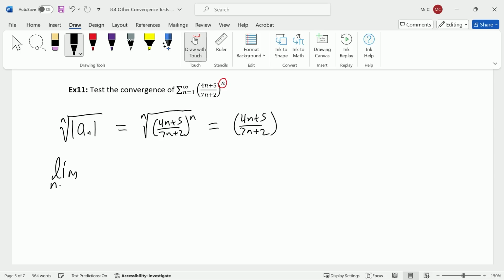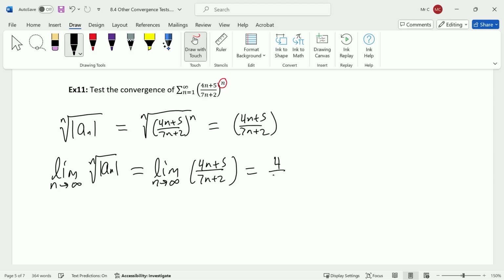So now if I go to take the limit as n goes to infinity of this nth root of the absolute value of a sub n, I'm really taking the limit of 4n plus 5 over 7n plus 2. And again, we would multiply by 1 over n on the top and the bottom, yada, yada, yada. We've done a bunch of these at this point. That limit is 4/7, which is less than 1, which implies the series converges by the root test.